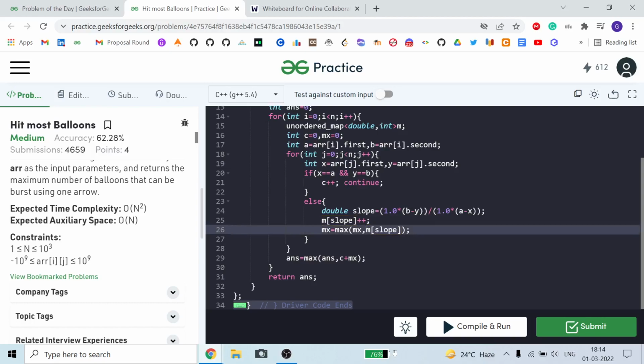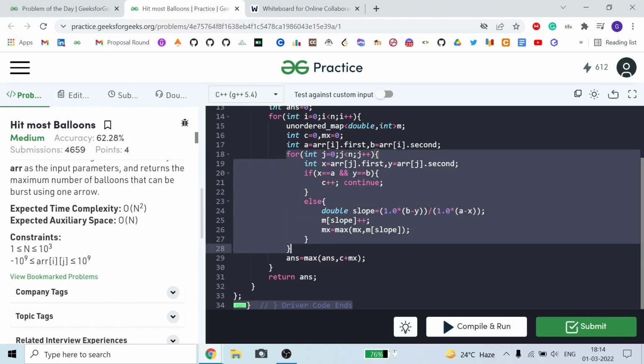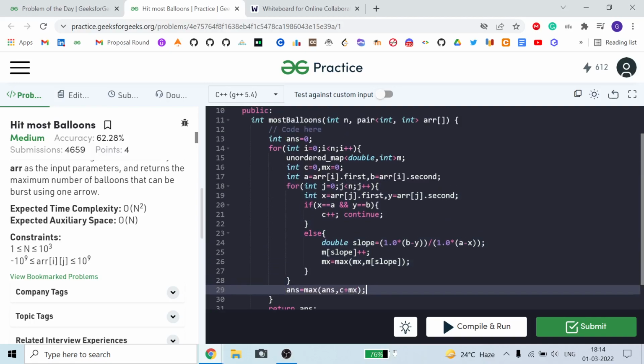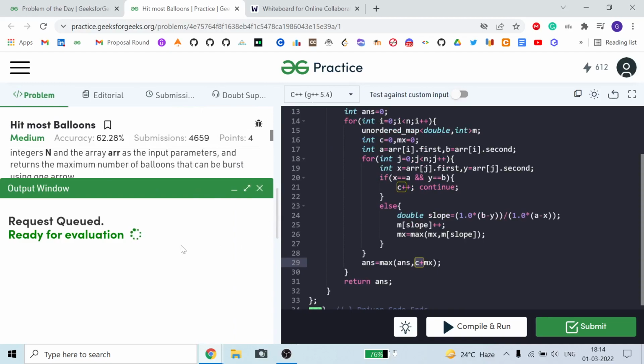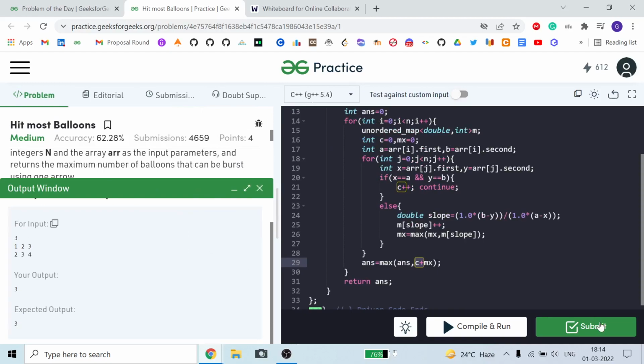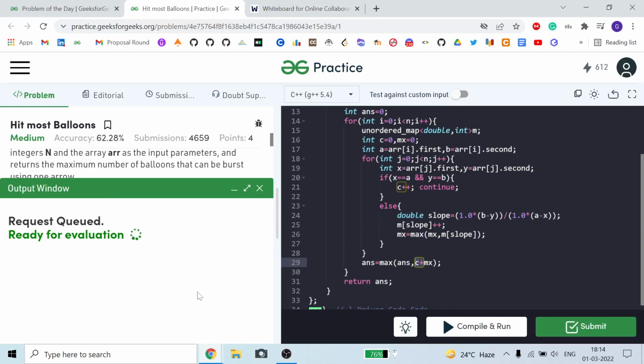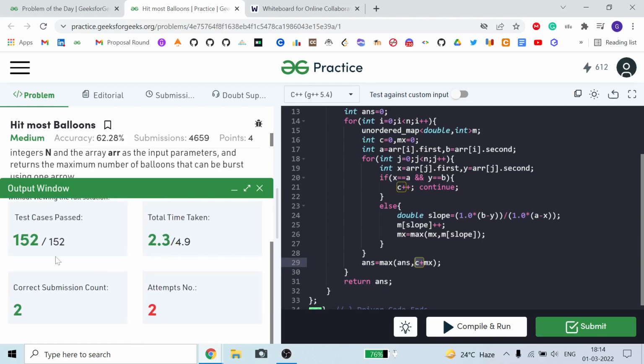Okay, and after the end of this for j loop, I will update my answer also. My final answer is the maximum of answer or c plus mx. mx is the total number of balloons in the path of the same tangent or slope, and c is the number of balloons that have the same starting point. So I am just running it. You can see it completed. Now I am submitting it. So you can see all 152 test cases are passed.